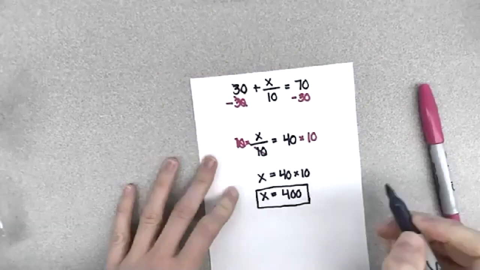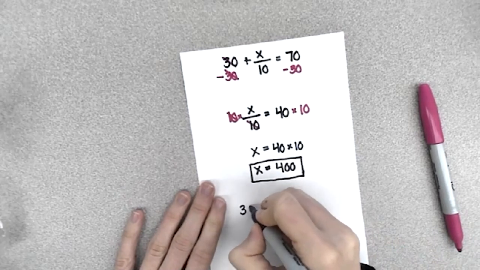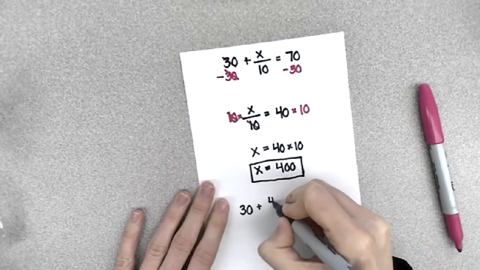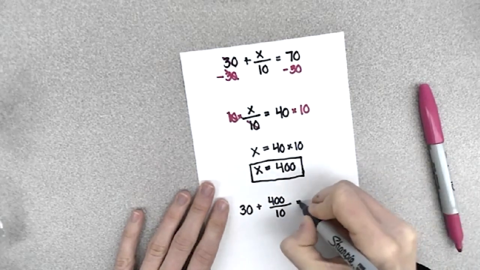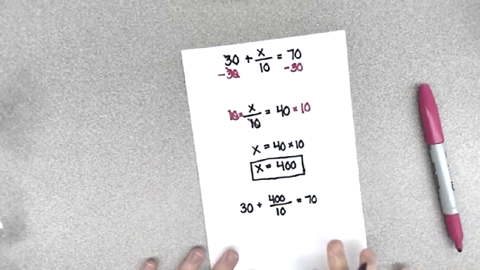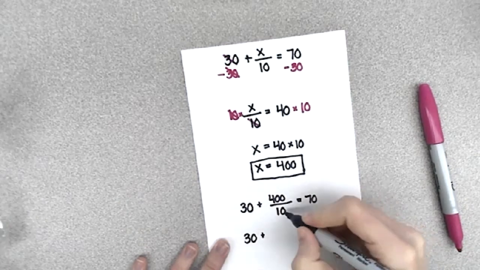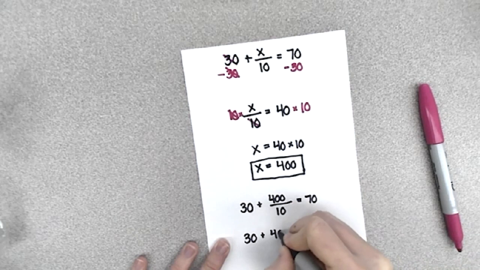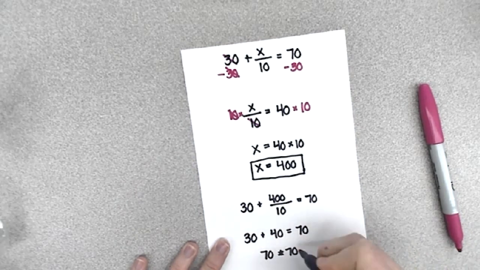And let's plug it back in to see if that actually is the case. So 30 plus 400 divided by 10 equals 70. I'm going to do 30 plus 400 divided by 10 is 40. 70. 70 plus 70. Oh, 70 equals 70. Checks out.